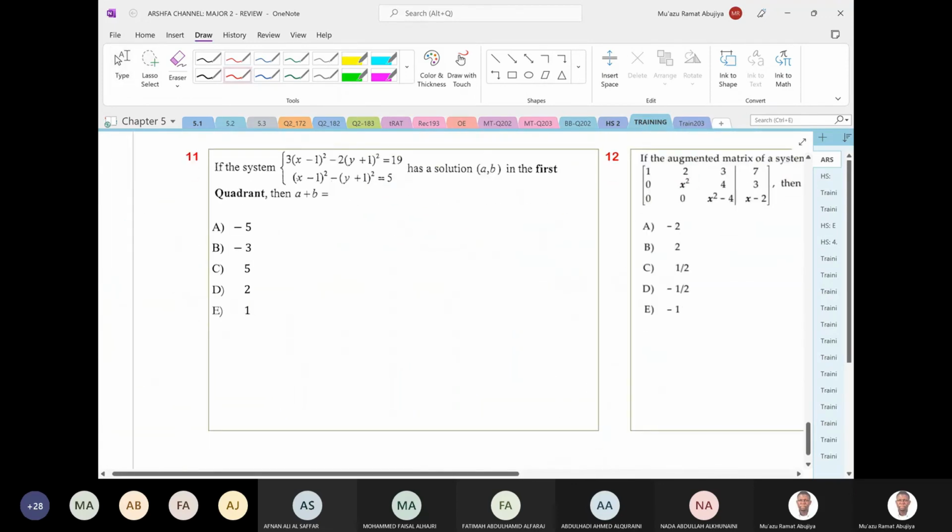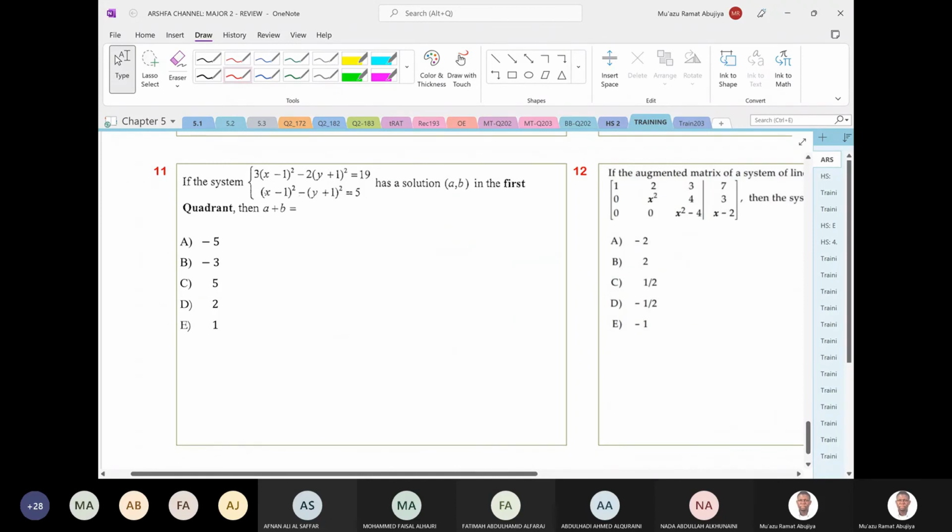Okay, now, let's go to 11. 11 is nonlinear system of equations, that is 10.4. It says if the system has the solution A, B in the first quadrant, so the answer we are looking for should be in the first quadrant. Now we have good news here. We have x minus 1, x minus 1. We have y plus 1, y plus 1. So what we can do is use the elimination method. We can eliminate x or eliminate y. The choice is ours. Now eliminating y means multiplying by a smaller number. So let us call this one equation number 1, and this is going to be equation number 2.